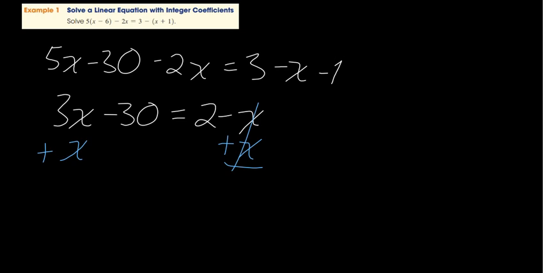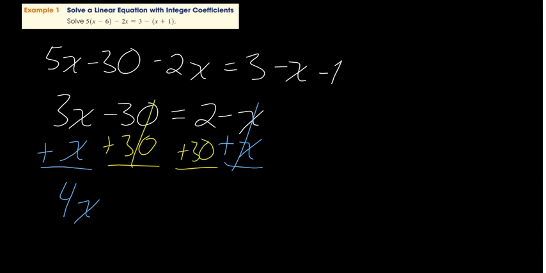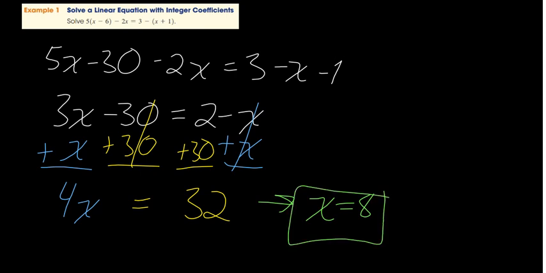Plus x. Okay, so we're going to have a 4x over here, and then what we're going to do is we're going to add 30, and then we're going to add 30 here. Okay, so we're going to end up with 32. All right, so my final solution will be x is equal to 8, right? We have 32 divided by 4 is indeed 8. So my solution, x is equal to 8.